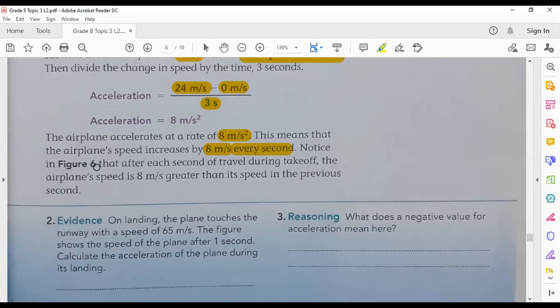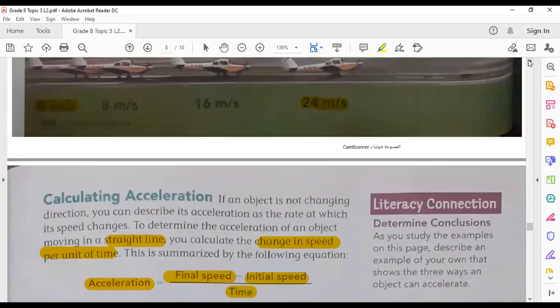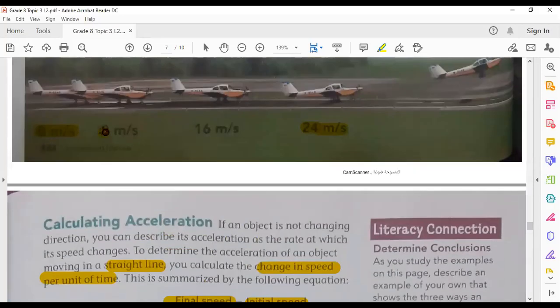Notice in figure six that after each second of travel during takeoff, the airplane speed is 8 meters per second greater than its speed in the previous second. Here, notice it is zero, then 8, then 16, then 24. Notice that at each second, the speed increased by 8 meters per second. 0, 8, 16, 24, then 32, 40, 48, 56, then 64, like this.